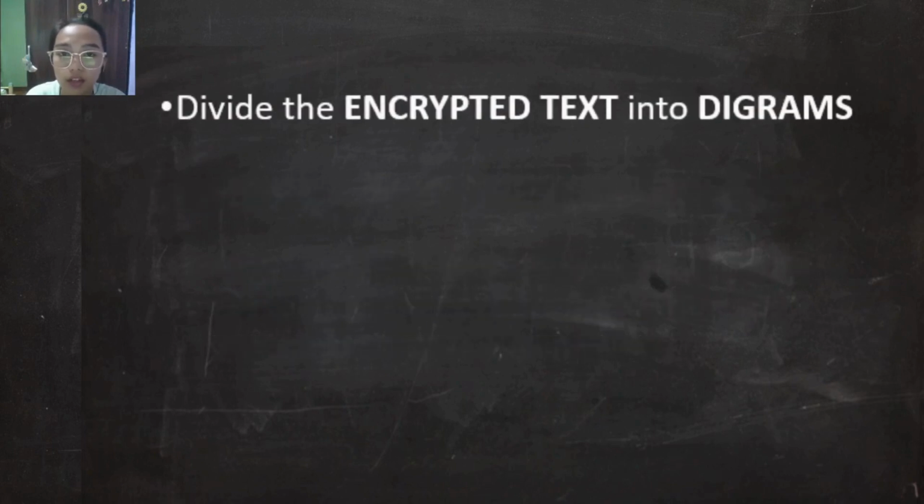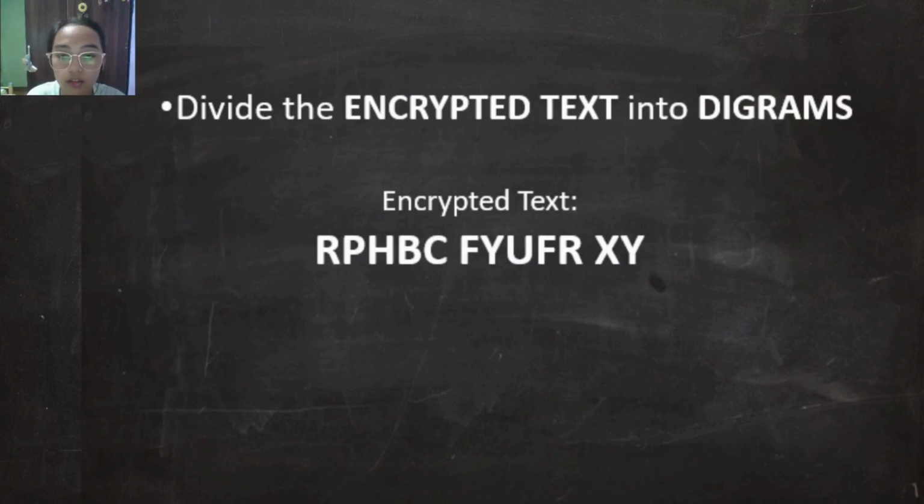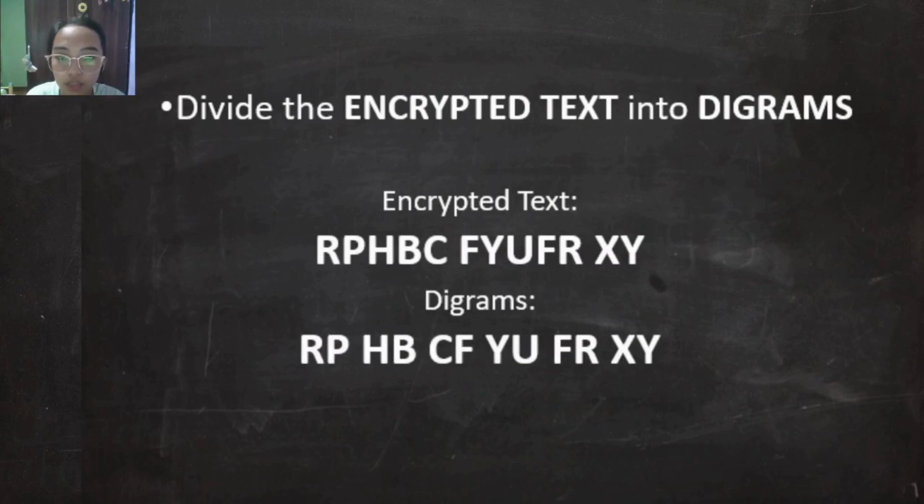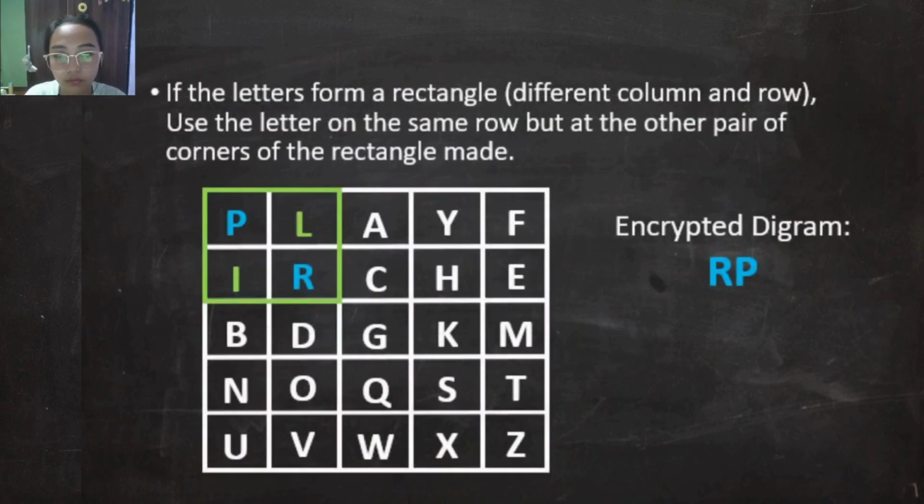So first, we divide the encrypted text into diagrams. Let's take the encrypted text that we had previously, so right here. And the diagrams would be as so. So same tactic: if the letters form a rectangle, different column and row, use the letters on the same row but the other pair of corners of the rectangle made. So like RP becomes IL, so that's the plain diagram. Just reverse the things that you did before.